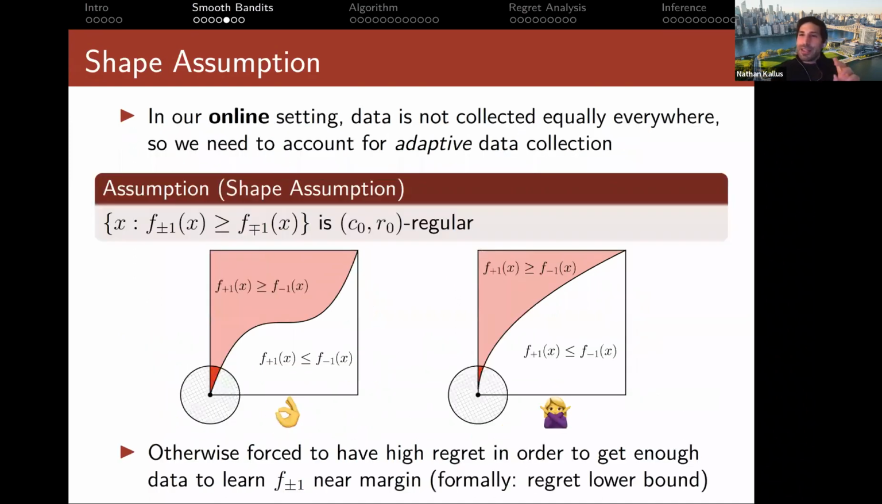Now, we need a slightly more refined assumption than that, because in our online setting, our data collection is adaptive, right? This idea of we know how much data is near a point only makes sense if I collect data uniformly everywhere.